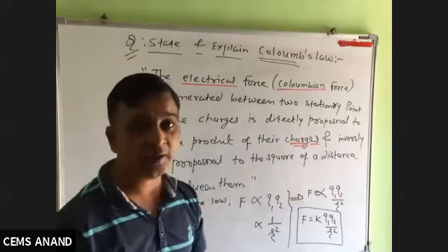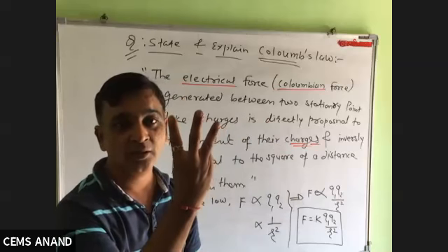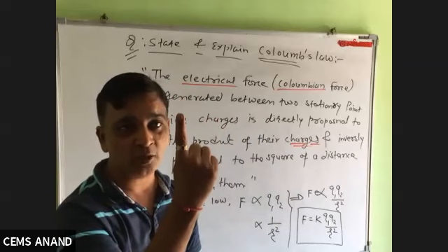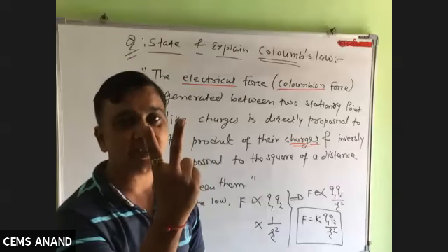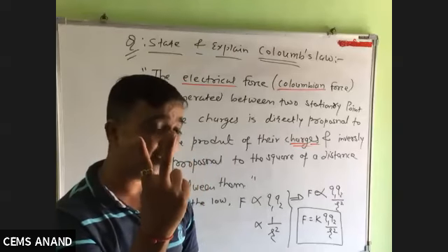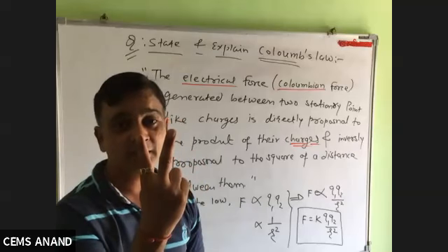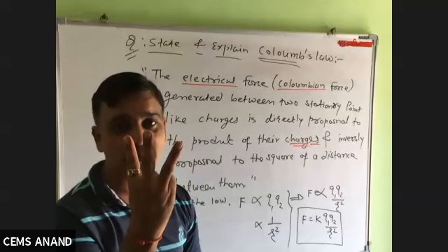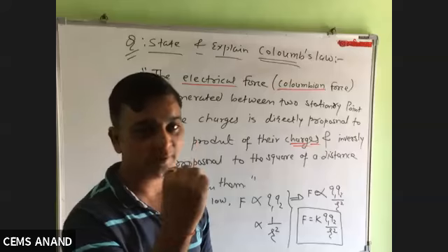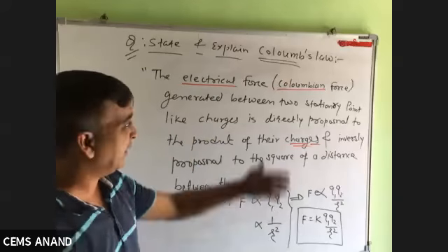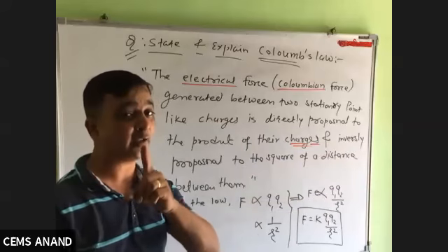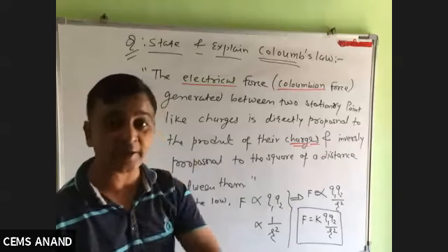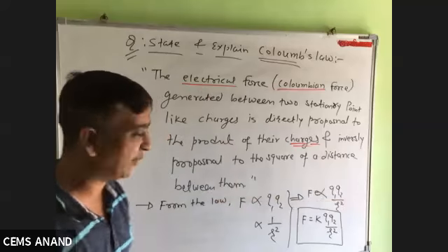But here we have 3 options. Both the charges are protons or positive, then repulsion generates. Both the charges are electrons, then negative, then also repulsion generates. And one is positive and one is negative, then attraction generates. So the electrical force is of attractive or repulsive type. Not only attractive, not only repulsive, attractive or repulsive type.